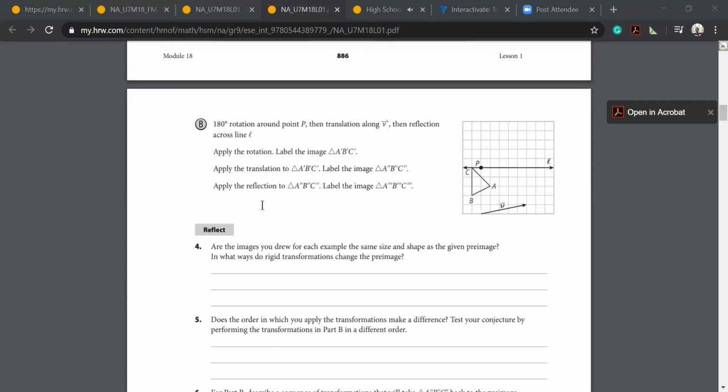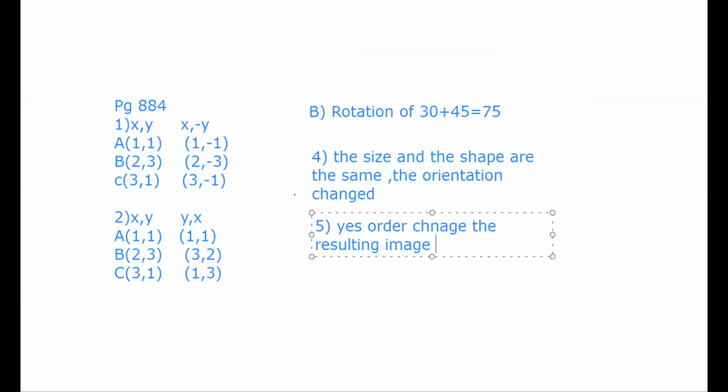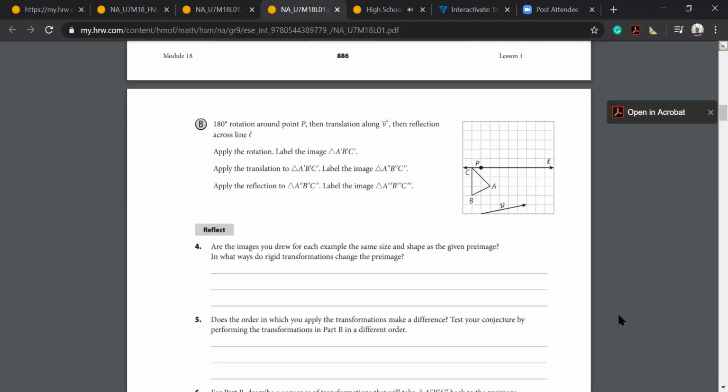That order changes a lot. So for question 5, yes, order changes the result, the resulting image. If in question B that we were doing, you try to do it in another order, you started with reflection first, for example, and then you did the rotation, and then you did the translation, you will find the image to be something else than the one you did, 100%.